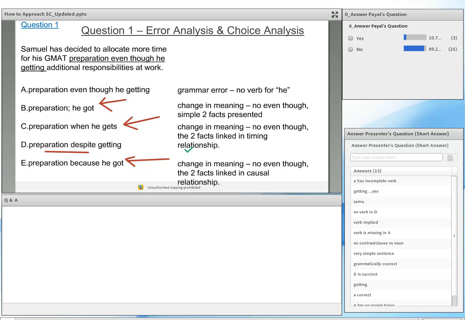All right. Now I have a question in the Q&A part: a subject must have a verb? Absolutely, yes. Any subject needs to have a verb. That is your number one rule of sentence structure. So over here, the subject "he" does not have a verb, and that's why this is a problem.